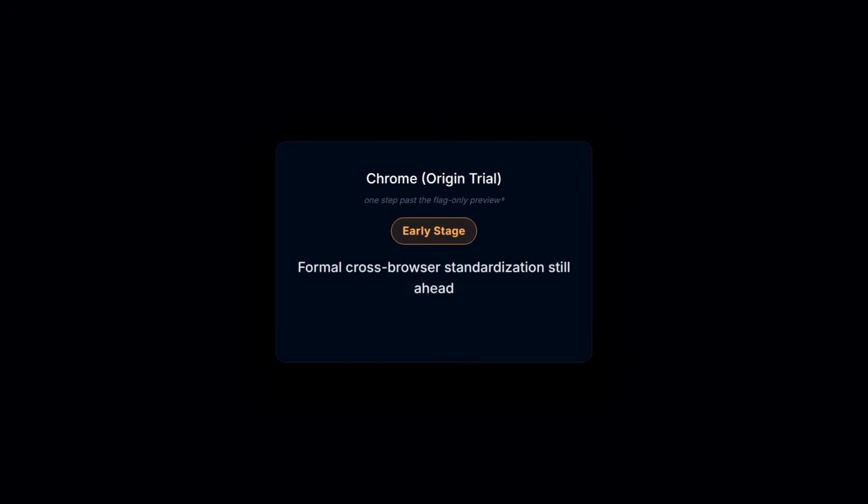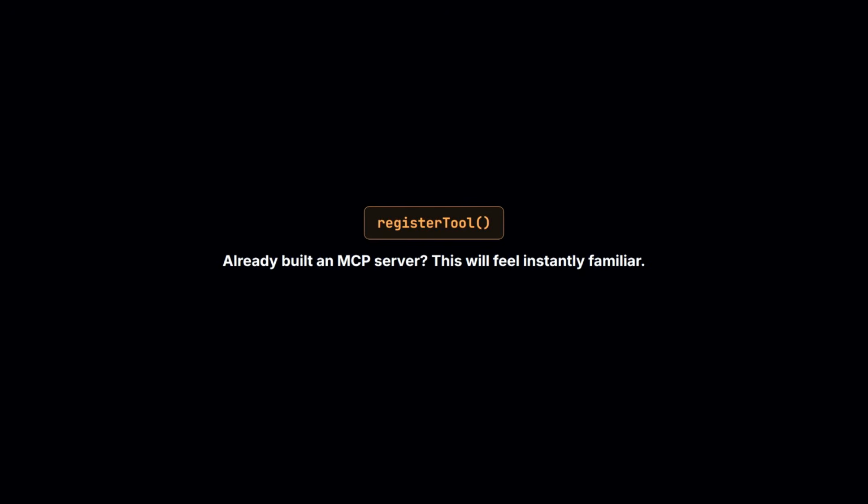Status check quickly. This is still early. It's currently running as an origin trial in Chrome, one step past the original flag-only preview, and it's explicitly not something to build production infrastructure on yet. Formal cross-browser standardization is still ahead of it. Practical version: if you're already deep in agent tooling, it's worth an afternoon to prototype. If you're running production infrastructure, this isn't the week to bet on it. And if you've already built an MCP server before, registerTool is going to feel instantly familiar. It's the same instinct, just running in a different place with the browser doing the translation for you.